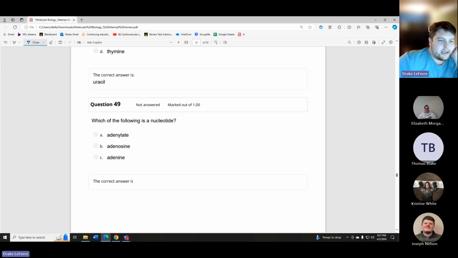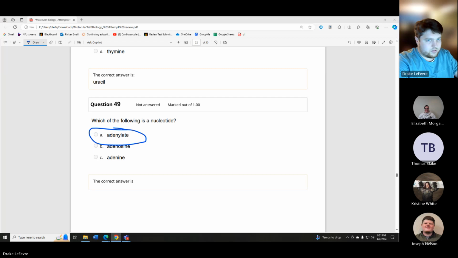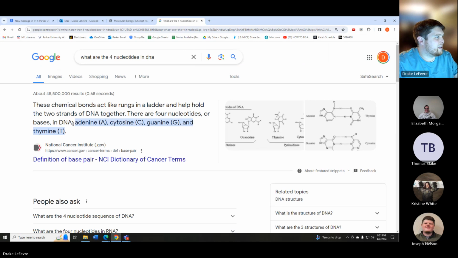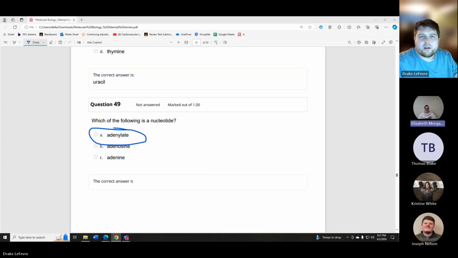Which of the following is a nucleotide? Adenylate. What are the other nucleotides? We have the adenine, cytosine, guanine, thymine. Remember these guys? So why is this one adenylate and not adenine? That's what I'm looking at right now. Because I got it on my quiz too, and he had it as adenylate on the quiz also.